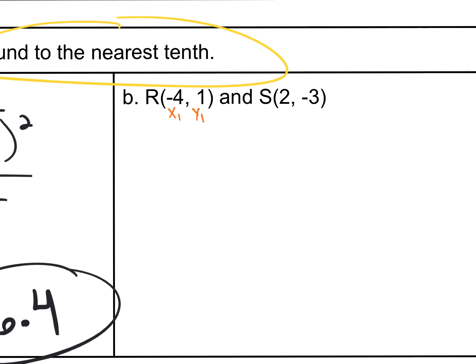Often the mistake would be people will try to label this as like x1, x2. So no point has two x values, right? So we make sure that we don't make that mistake. Each point is an x and a y value. So there's our first x and y value. Second point S, we're going to label as our second x and y value, or x2, y2.